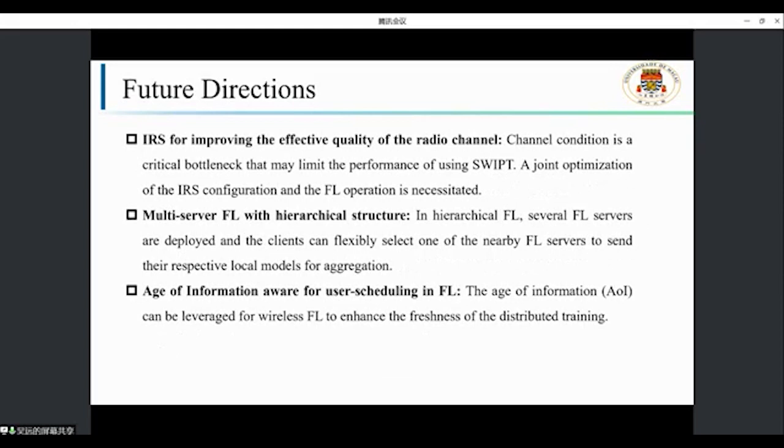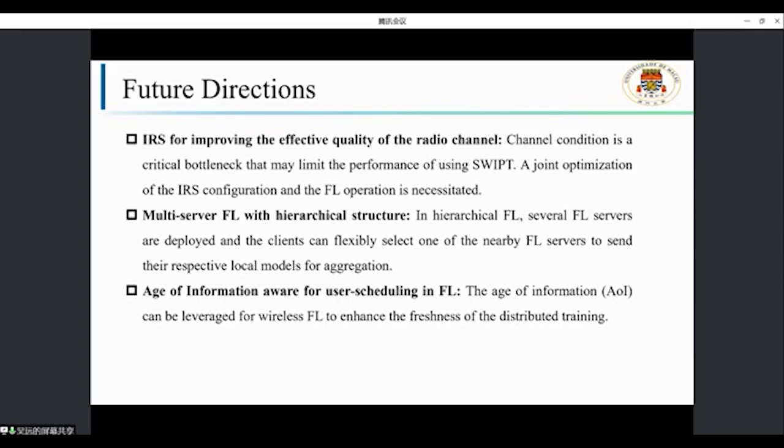Regarding the future direction, I think there are three directions. Number one is that the performance of wireless power transfer strongly depends on the quality of channels. So the next step of our work is to use the IRS, the intelligent reflecting surface, to improve the effective quality of the radio channel, so that the end client can collect more energy through the radio channel in the wireless power transfer.